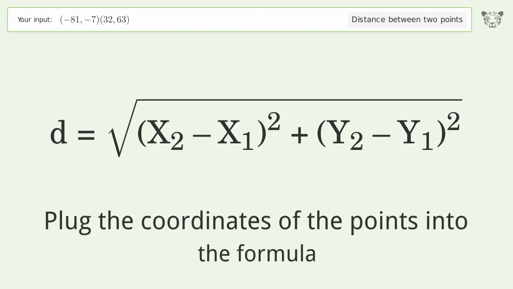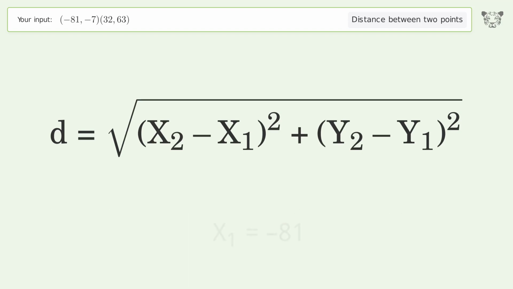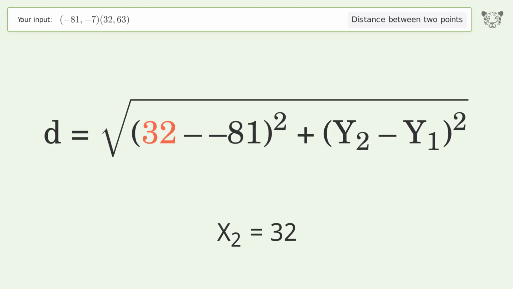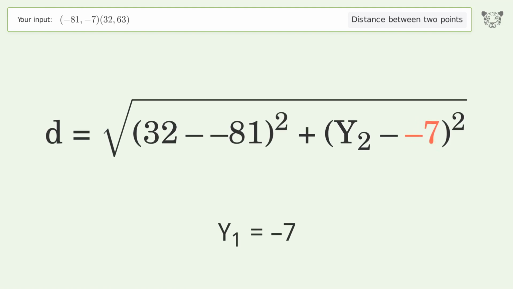Plug the coordinates of the points into the formula. x1 equals -81. x2 equals 32. y1 equals -7. y2 equals 63.